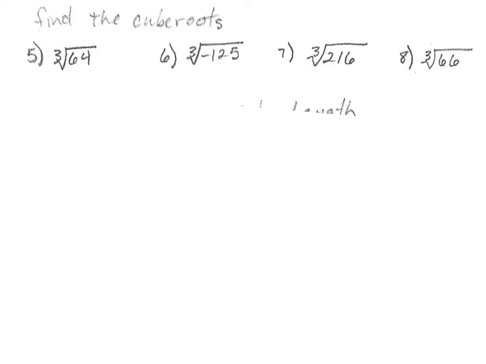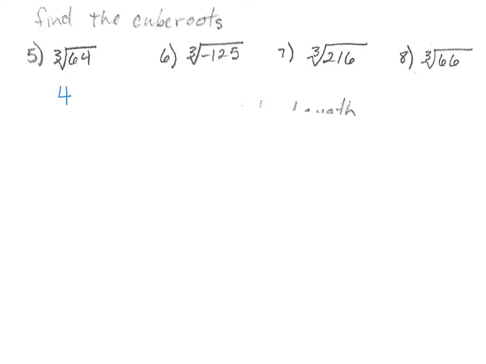Alright, on number 5, you're going to do the cube root, and you're going to use your calculator. Make sure that you're doing the cube root and not the square root. If you do the cube root, you're trying to figure out what number times itself times itself gives you 64. And in this case, the only number that'll do that is 4.